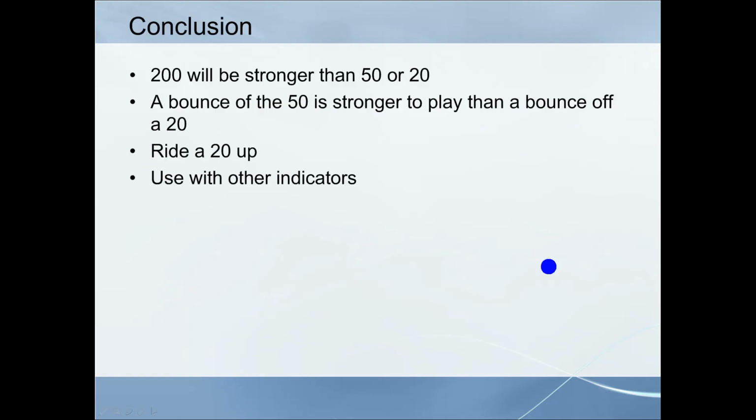In conclusion, the 200 is going to be stronger than the 50 or the 20. A bounce off the 50 is stronger to play than a bounce off the 20. And once you get that, ride the 20 up. See what happens with that 20. Use with other indicators, of course. And we're trying to minimize our loss. When you go in and you start trading blindly, you're playing it like sort of a slot machine. You don't want to do that. You have the ability to play this with intelligence. When we're playing technically, that's what we're doing. Fundamentally as well, traders play with intelligence also.